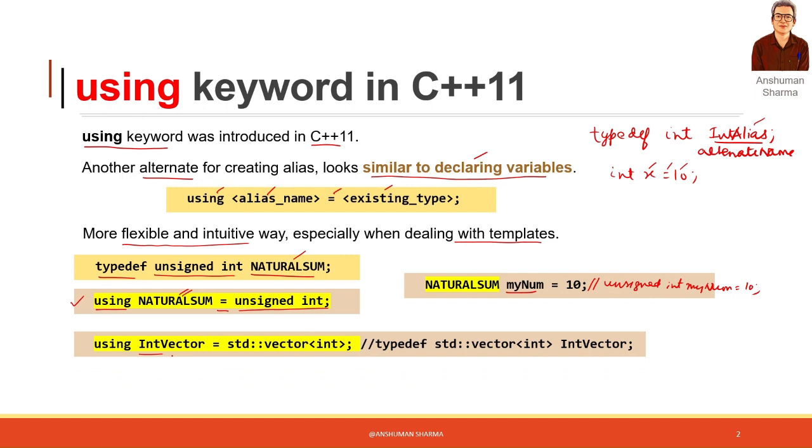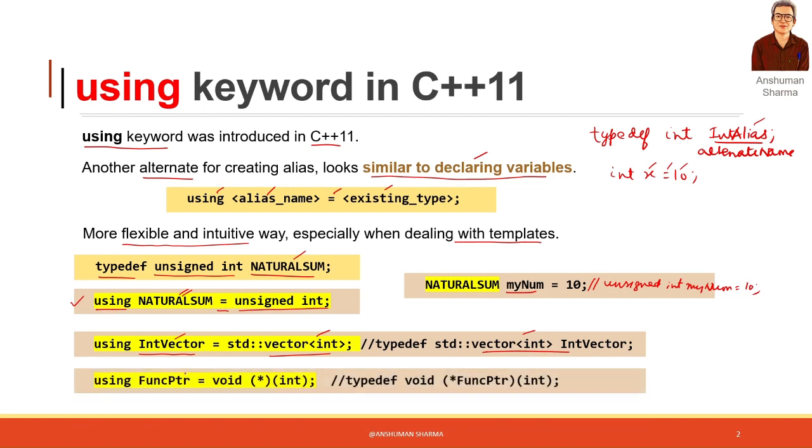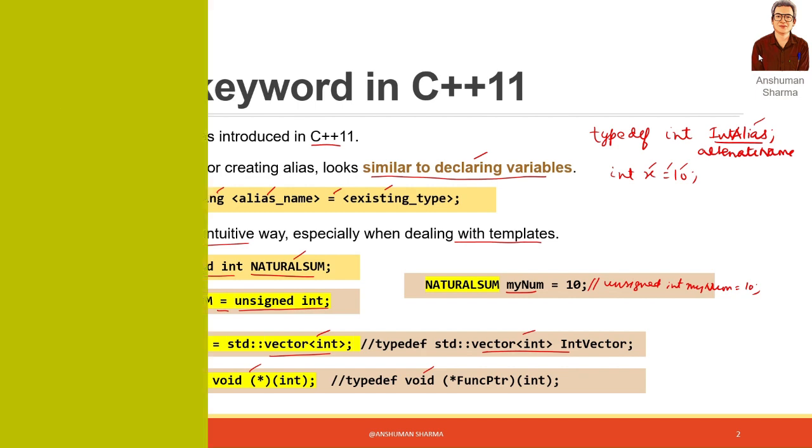Similarly, we could use it with a vector declaration like this, and we could replace this with typedef also, but it did not resemble the normal variable declaration. Similarly, for function pointers, this way of creating an alias is much more preferred nowadays because its syntax is much easier, and especially while working with templates, it is much easier than using typedef for creating a type alias. Now let us go and discuss some programs on how it is done.